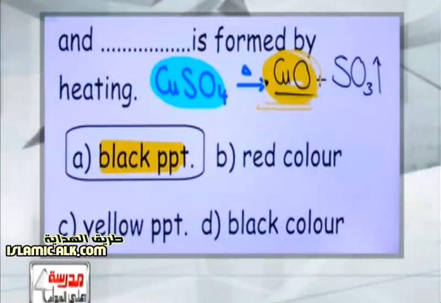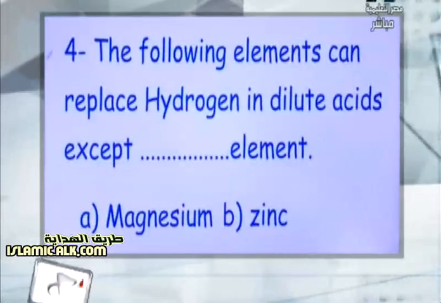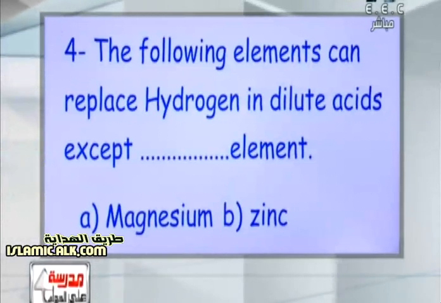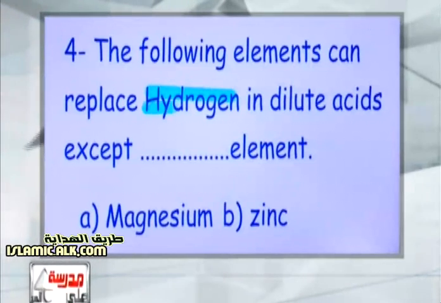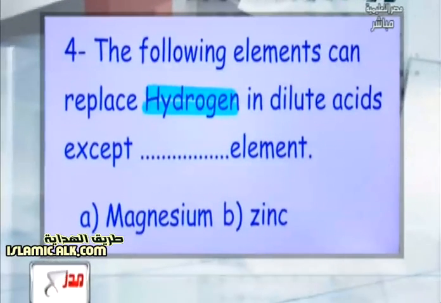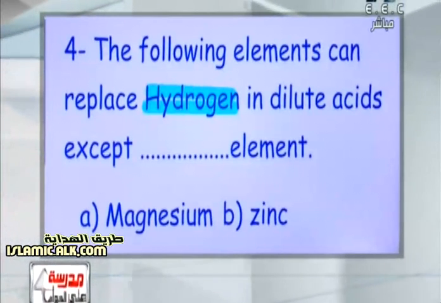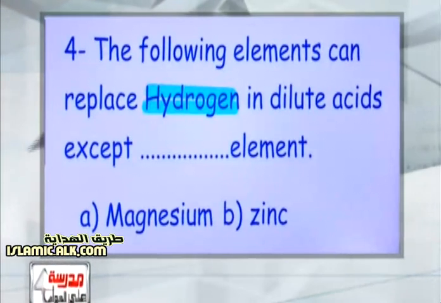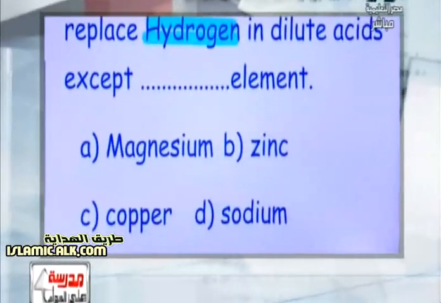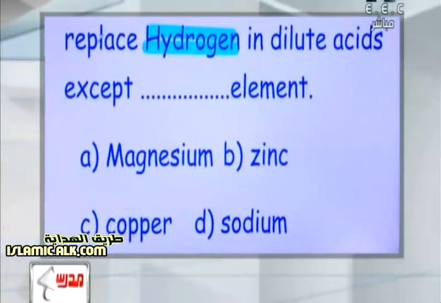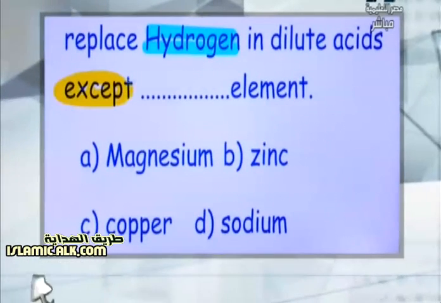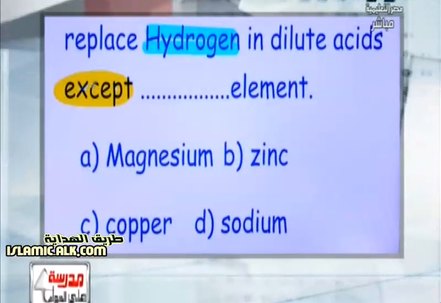Next question. Let's go. The following elements can replace hydrogen, meaning more active than hydrogen, in dilute acid, except what element? Magnesium, zinc, copper, or sodium. We have here except. Be careful, all can replace hydrogen except one of them.